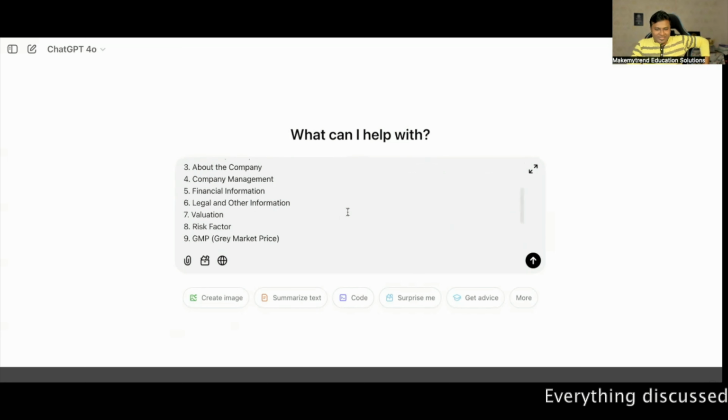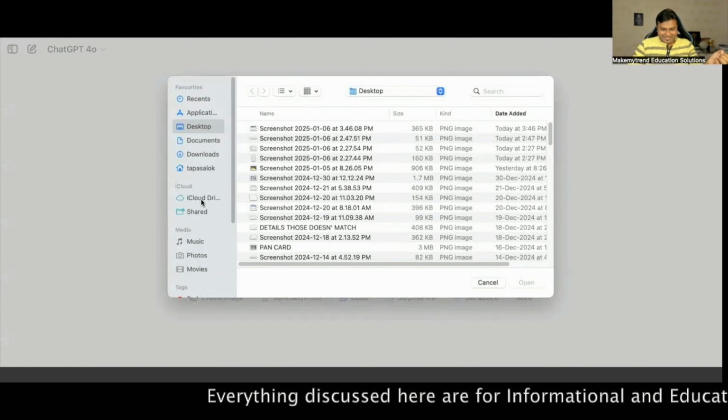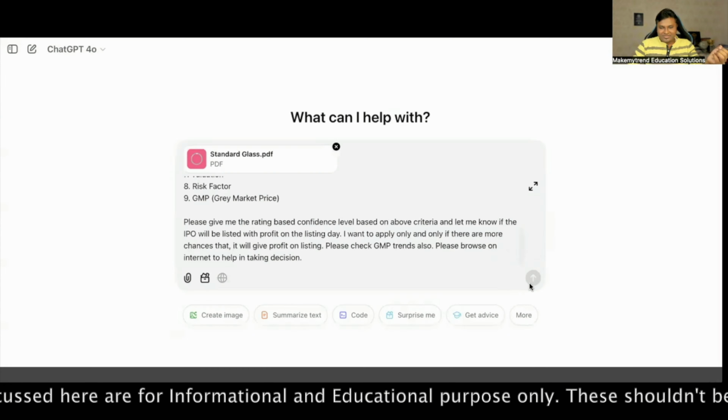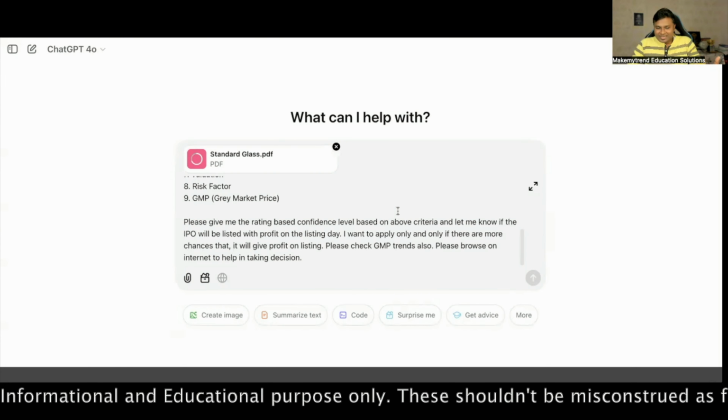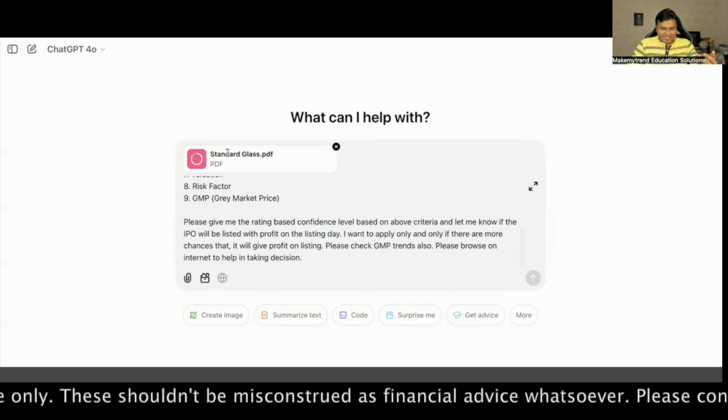So I'm going to show you how you can do it. When you go to ChatGPT, I'll be sharing this particular prompt. Then you can attach the Red Herring Prospectus from the downloads. Let's attach the Standard Glass Lining one, the company whose Red Herring Prospectus we are analyzing. We have downloaded it for this. So if you can see, it is getting uploaded.